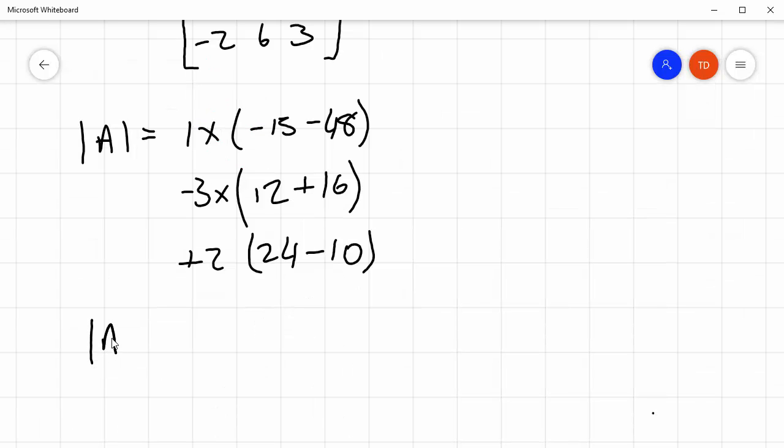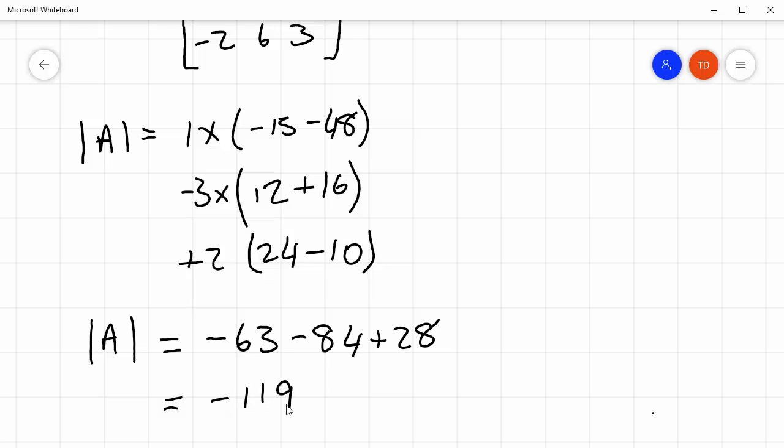So mod A is equal to -15 and -48 is going to be -63 times 1, so that's -63. 12 plus 16 is 28. 28 times -3 is going to be -84. 24 minus 10 is 14. 2 times 14 is 28, so that's going to be +28. So 63 and 84 is 147, and 147 minus 28 is -119. And that's the value of our 3x3 matrix.